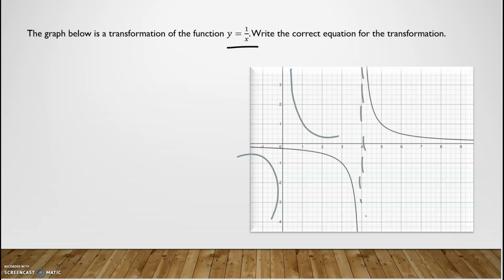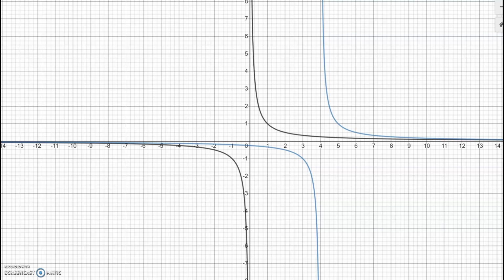Okay, so what we would have would be 1 over x and then something 4. Since it went to the right, this is going to be a negative. So the original function is the black function right here, so that is 1 over x. Now the blue function is 1 over x minus 4. So notice how it shifted to the right by 4 units.